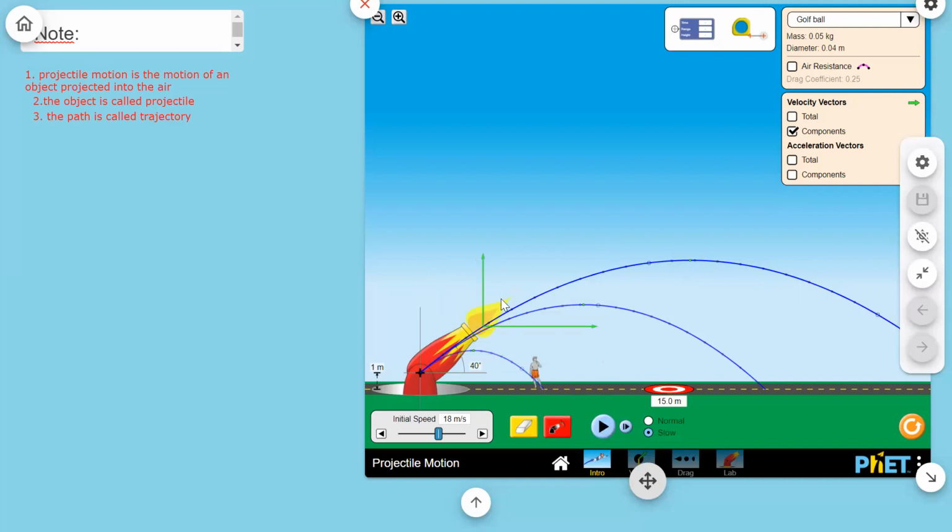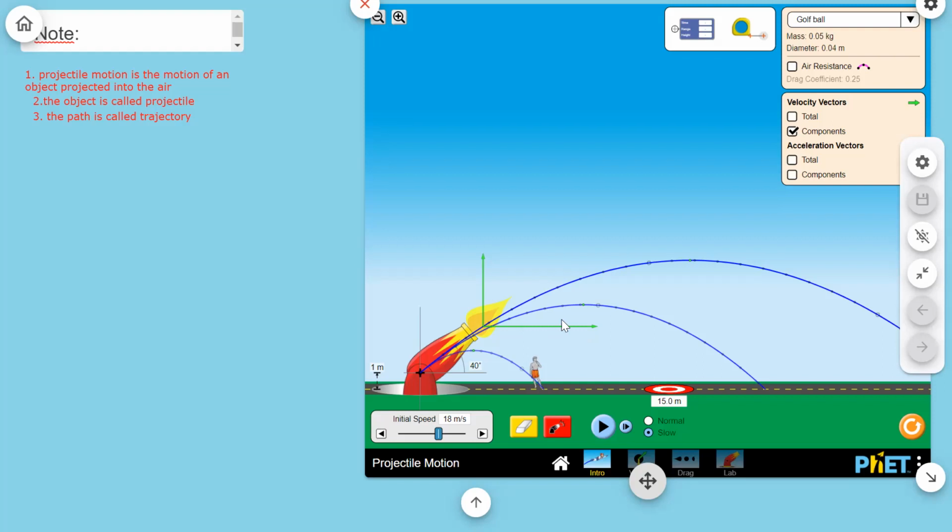Let's see, for example, this one. So the motions along the perpendicular axes are independent and can be analyzed using vectors. So we can analyze them separately. So that is why we can say projectile motion is kinematics in two-dimensional motion.